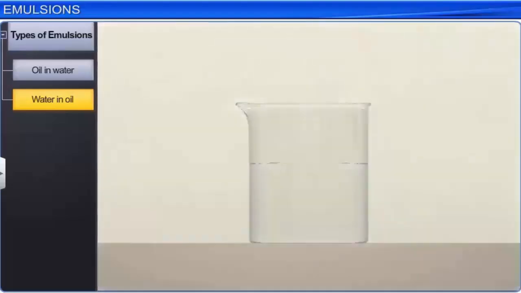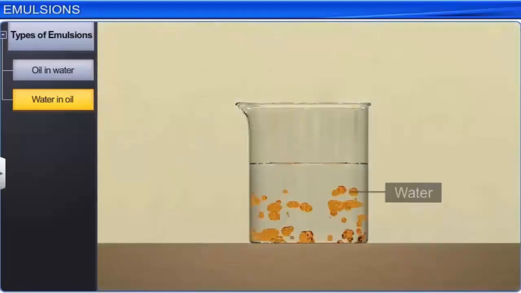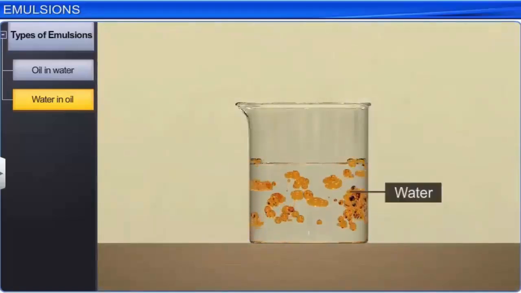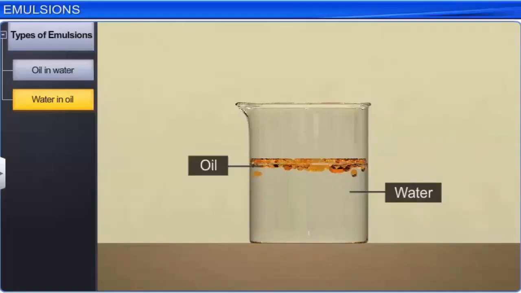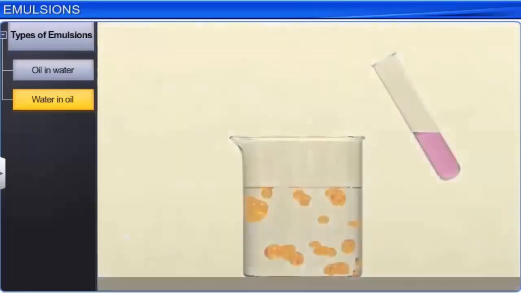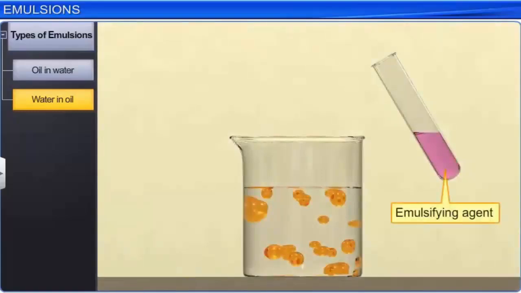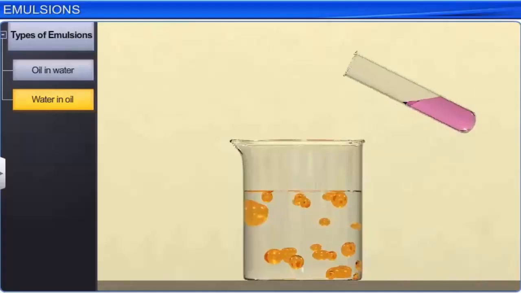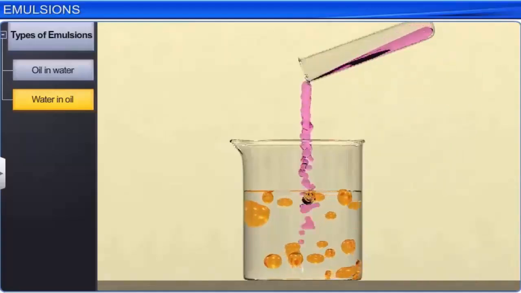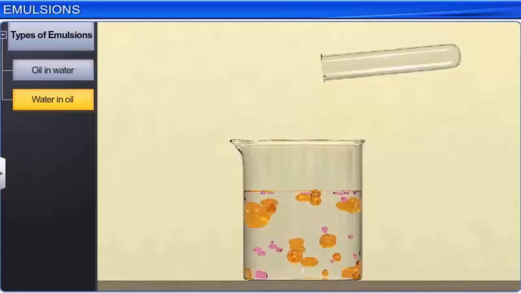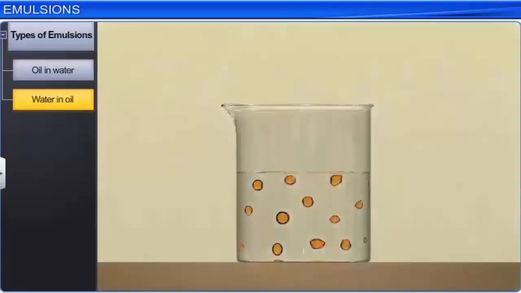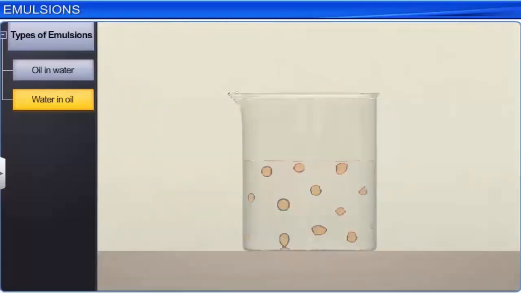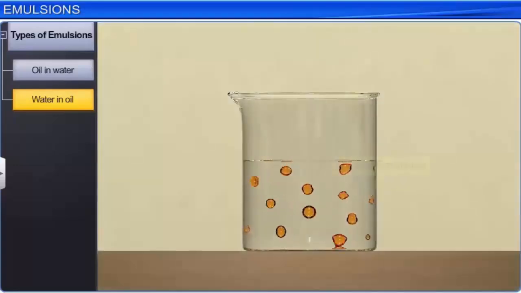Emulsions are generally unstable and separate in two layers on standing. Thus, to stabilize an emulsion, small quantities of certain other substances called emulsifiers or emulsifying agents are added. Emulsifying agents stabilize an emulsion by reducing the interfacial tension between the two phases.